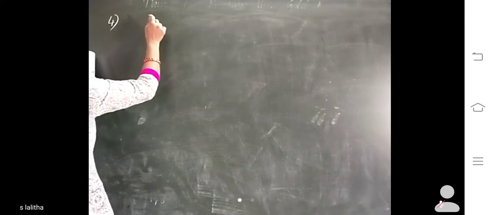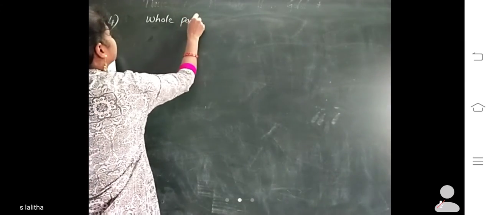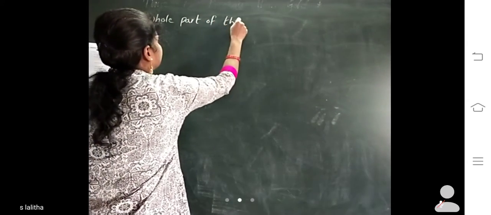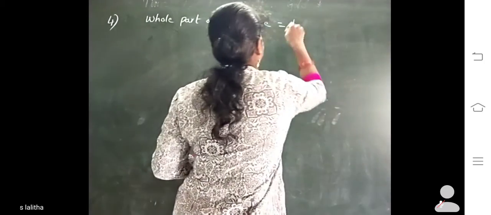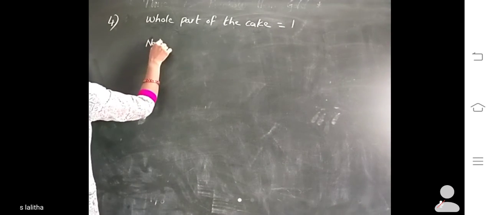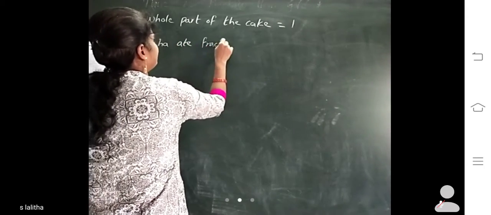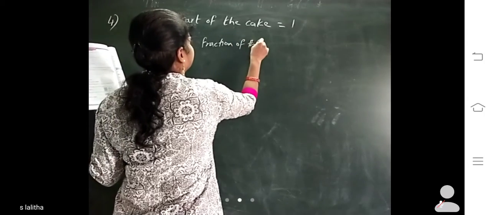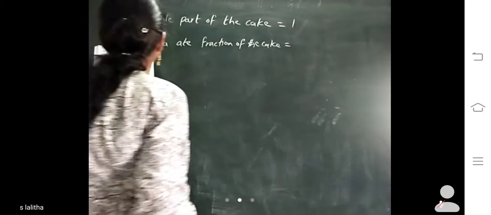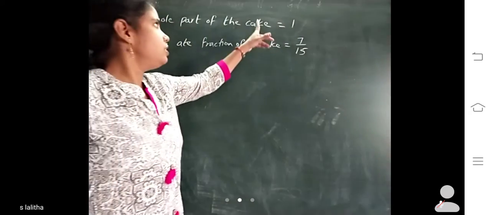So what is given here? The whole cake is 1. Neha ate a fraction of the cake. How much? 7 by 15. She ate 7 by 15th part of the whole cake. Okay.